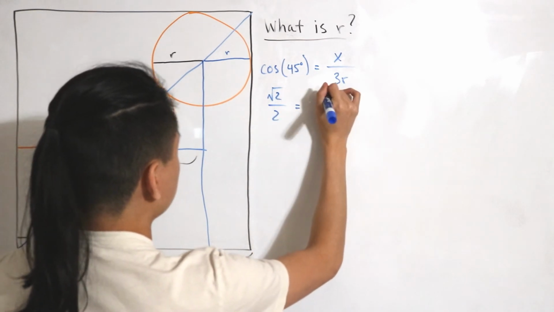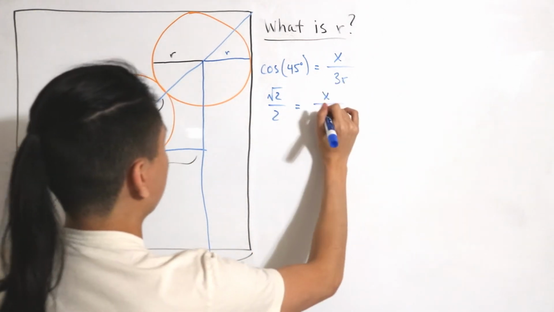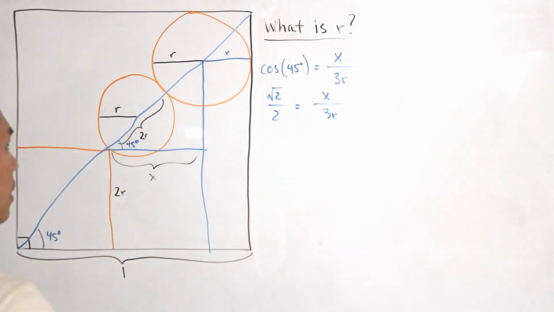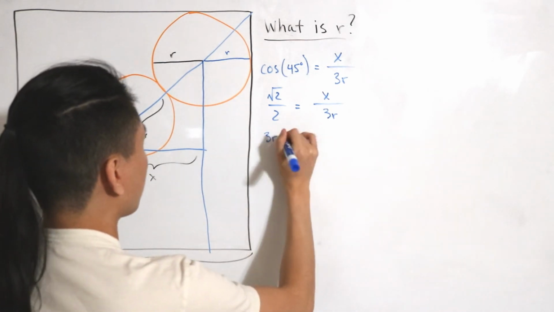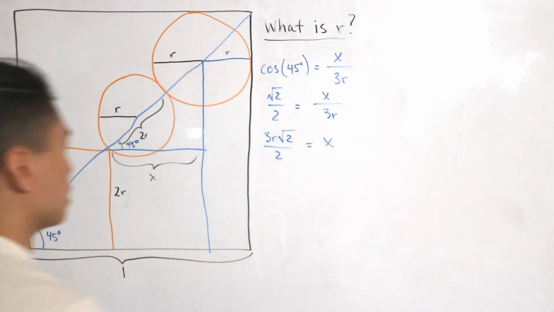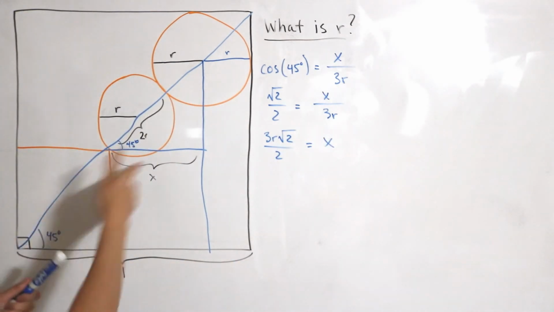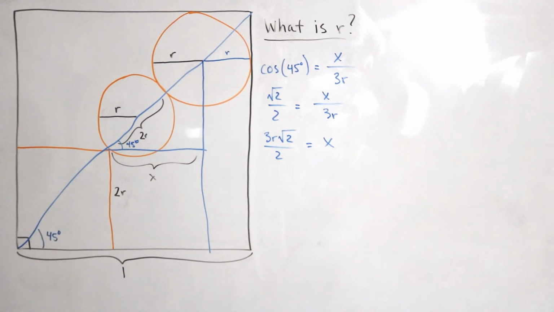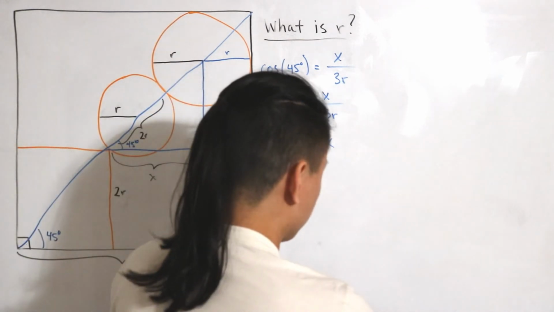And so this is left to say that this is equal to x divided by 3r. And then if we solve for x by itself, we have that 3r times the square root of 2 divided by 2 is equal to x. Okay, so that's nice. We at least know what the value of x is in terms of r, but the whole thing is that we want to find what the value of r is equal to.